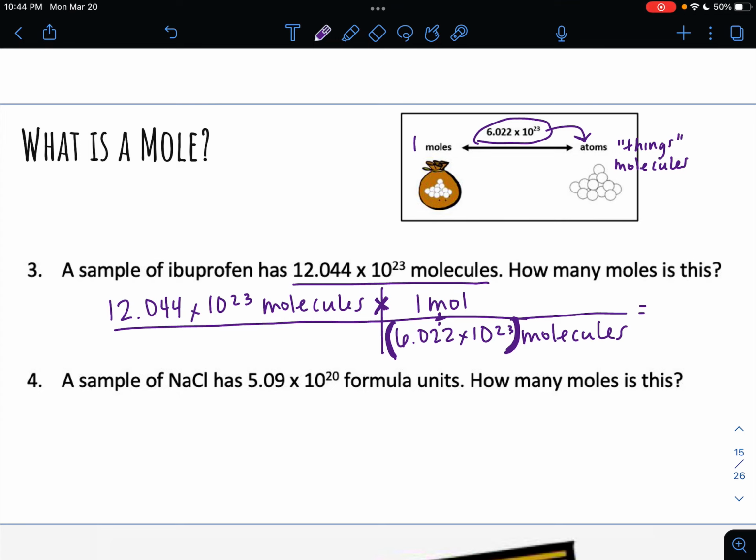So I'm going to do 12.044 times 10 to the 23rd divided by, and then I'm going to type in my parentheses, 6.022 times 10 to the 23rd, close my parentheses, and then that is equal to 2. So we have 2 moles of ibuprofen. Okay, go ahead and pause the video if you want to here, and try to calculate this number 4.